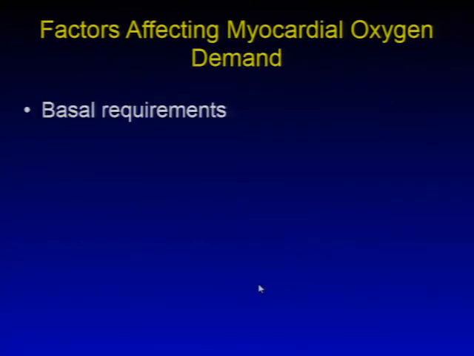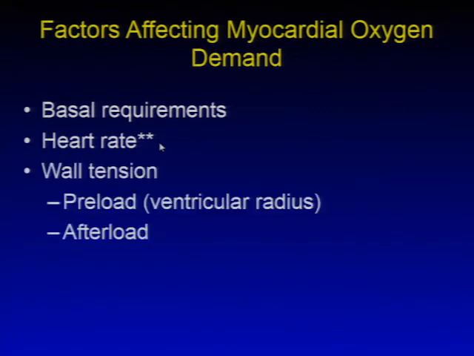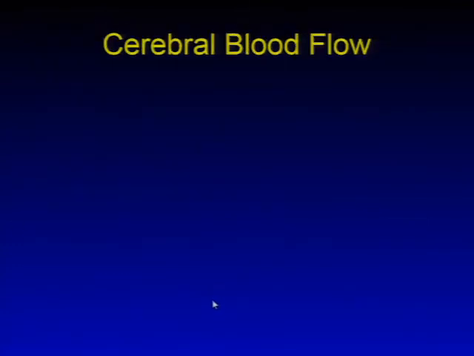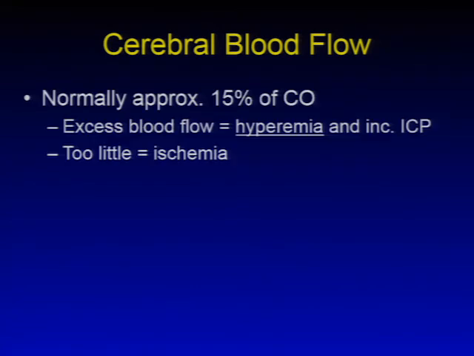So, factors affecting myocardial oxygen demand. We had talked about basal requirements as the heart is contracting. Heart rate as well: increases in heart rate increase oxygen demand, as well as wall tension. Elevated preload or ventricular radius increases wall tension and increases oxygen demand, as well as high afterload and contractility. I noted before that heart rate then is a factor in both oxygen supply and demand.